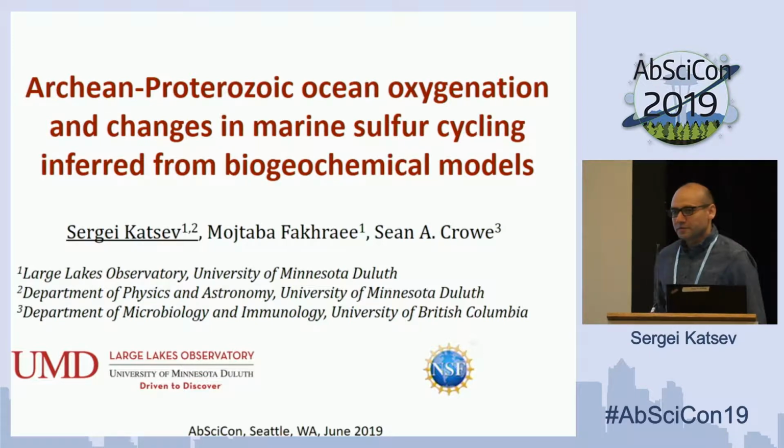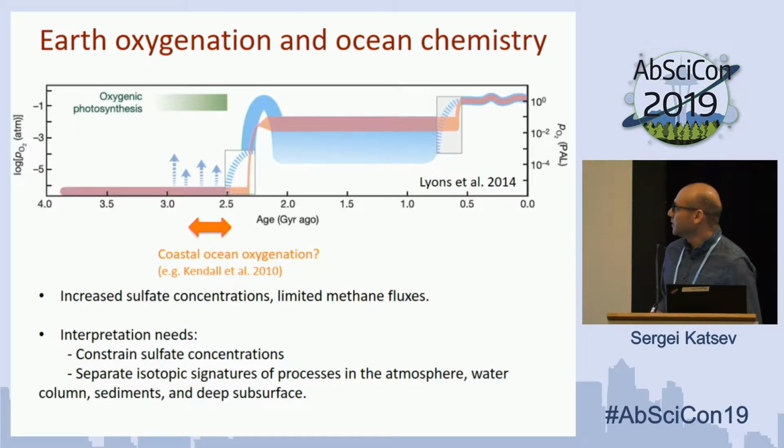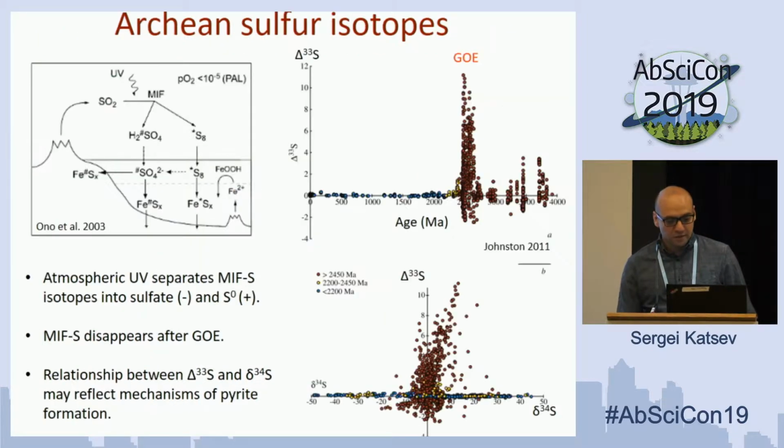how we interpret the sulfur isotope records in Archean sediments, and also what we may be missing currently from those models. So as was just presented, there is pretty good evidence for coastal oxygenation just before the great oxidation event, before the atmosphere got oxygenated. So we're interested in how this may have affected the sulfate concentrations, possibly methane fluxes as well, and how we can separate the signals that propagate from the atmosphere through the oceanic water column and get preserved in the sediments.